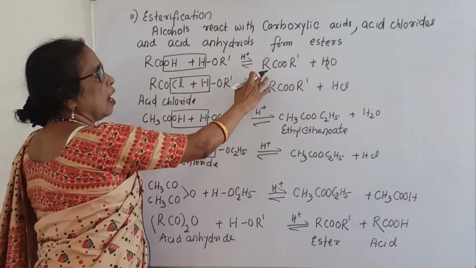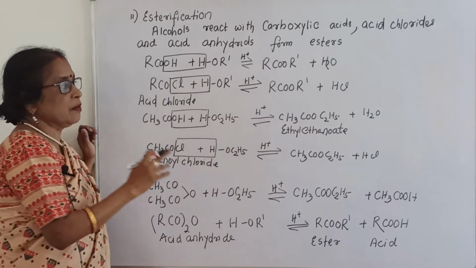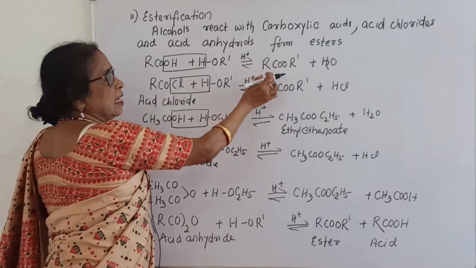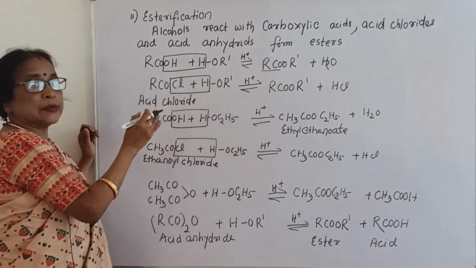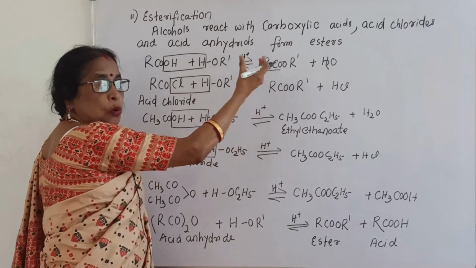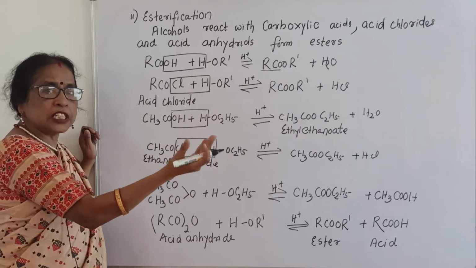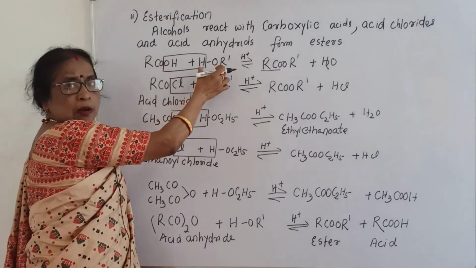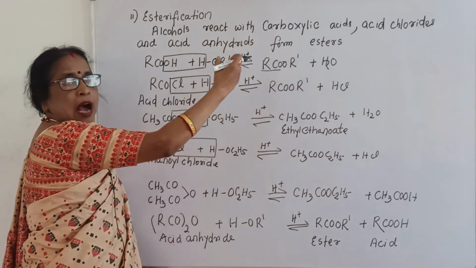The general formula of an ester is RCOOR'. What is RCO? This left side part is from the acid. How can you know which part is from acid and which part is from alcohol? Because an ester is formed by the combination of an acid part and an alcohol part. That means the left part is from the acid and the right part is from the alcohol.